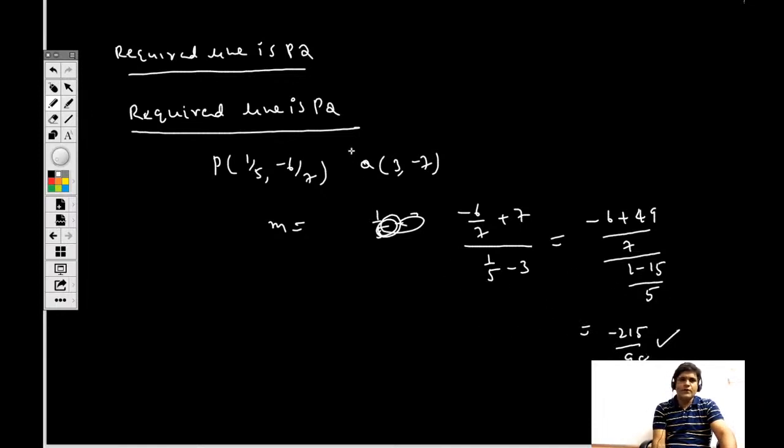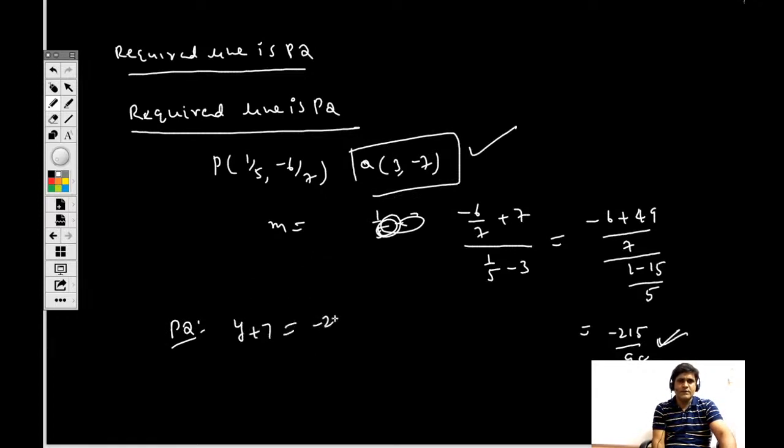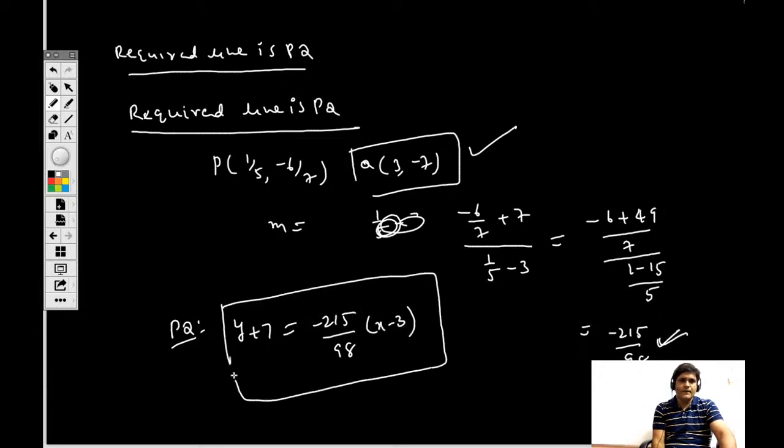Now you take any point, either this one or this one, and the slope. Therefore the required line PQ is in point slope form. You take this point and this slope. The required line is y plus 7, that is y minus y1 is equal to m into x minus x1, which is minus 215 by 98 into x minus 3. So this is the required line. Only one line belongs to both families. That line is PQ, and that is its equation.